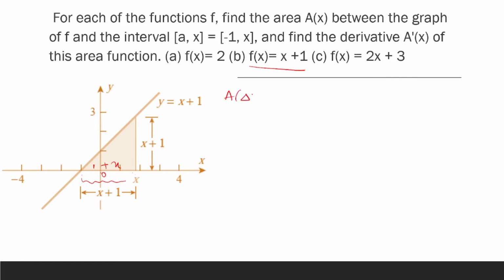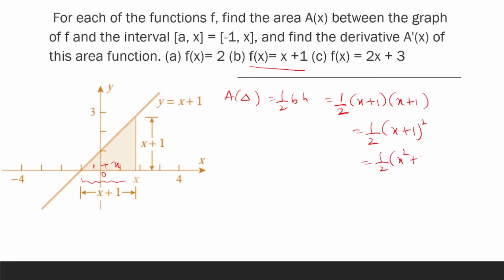Area of a triangle is what? Half into base into height. So I consider half, base is x plus 1 and the height is x plus 1. When we solve this, we get half times (x plus 1) the whole square. So that is half times (x square plus 2x plus 1). Multiplying half inside, we get half x square plus x plus half. Now I'll find the derivative.